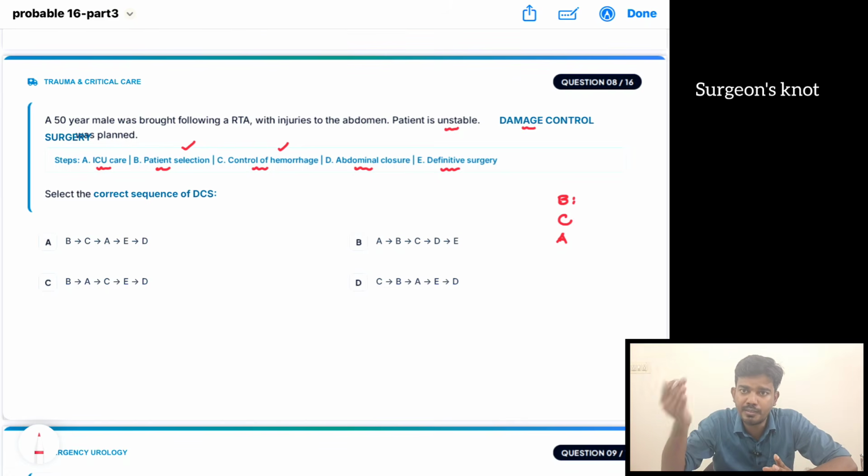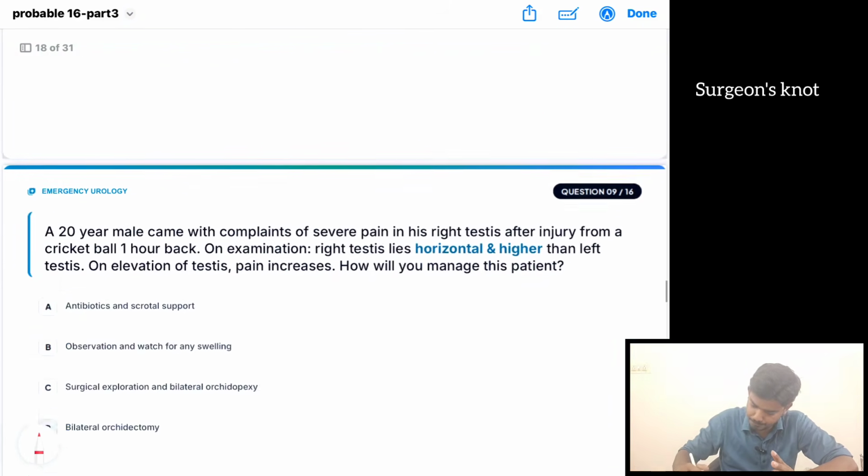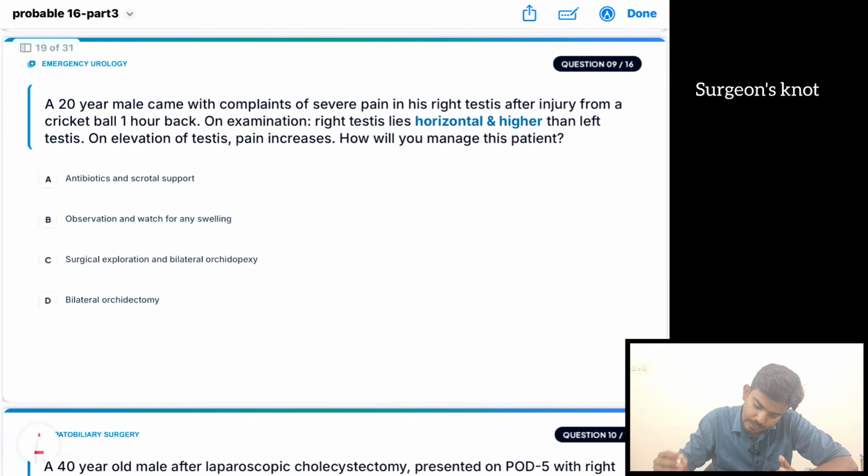So after ICU shift we are going to correct the physiology. Then we are going to go for a definitive surgery. Definitive surgery is done afterwards, and after the definitive surgery is completed, we are going to do a permanent abdominal closure. So the order is A, B, C, A, E, D.